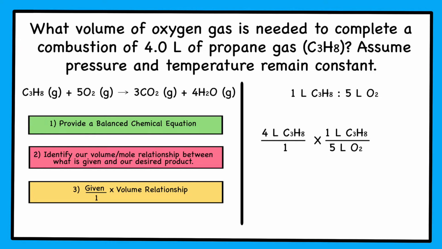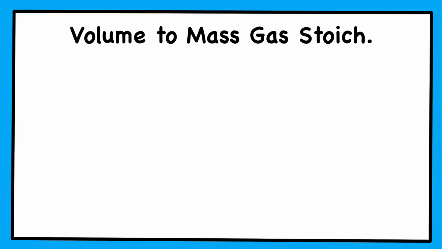Because I am wanting the volume of oxygen, and I am given the volume of propane, I'm going to want liters of propane to cancel out. This means I need to use the relationship of 5 liters of oxygen over 1 liter of propane. Now all I have to do is multiply my tops and my bottoms and then divide my top by my bottom. And I get that there is 20 liters of oxygen needed to react with 4 liters of propane to completely combust. Okay, so now we've got the easy problems out of the way.